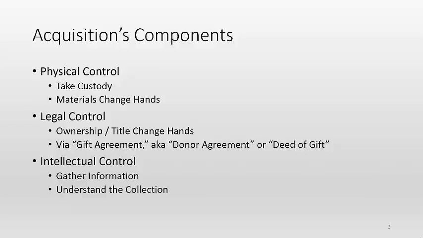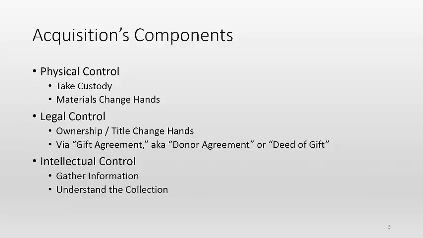The mechanism to transfer ownership is usually the gift agreement, also called the donor agreement or the deed of gift. This document, which we'll discuss at length in a moment, is a legally binding contract that not only transfers ownership but also clarifies the rights of the original owner, clarifies the rights and responsibilities of the repository, and negotiates those shoals of copyright and any access or use restrictions.